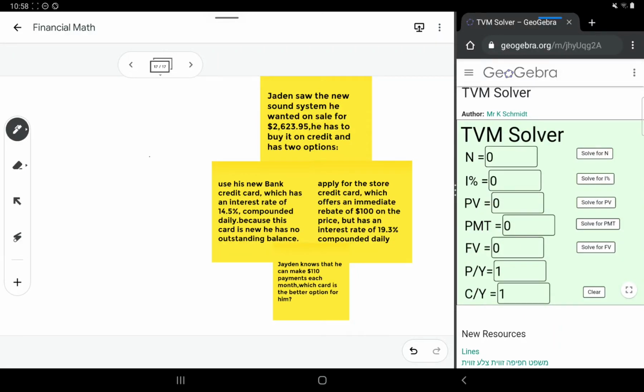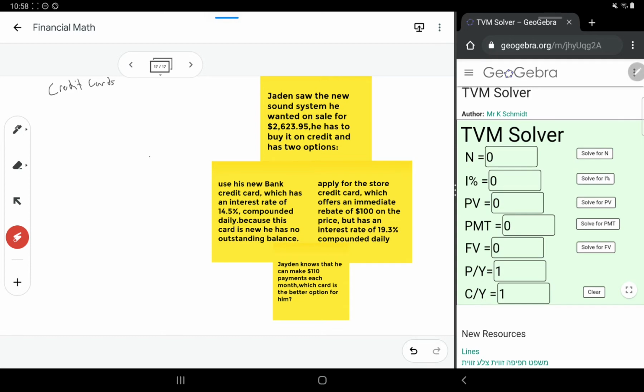So let's talk about credit cards. This is just going to be a really quick set of examples, just using the TVM solver for credit cards. A very common credit card issue that you'll run into generally any day in life is figuring out how to buy things and which card to use to buy things and which card is a good deal.